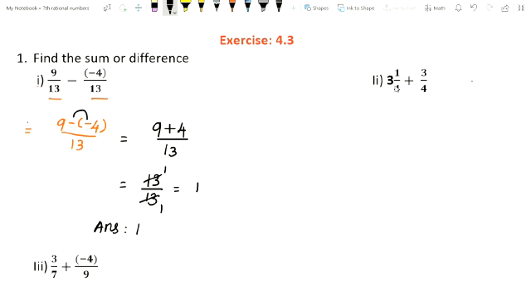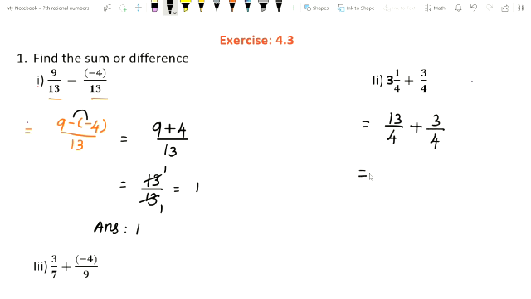See the next question. 3 into 1 by 4 plus 3 by 4. Here 3 into 1 by 4 is a mixed fraction. First you convert into improper. Okay children. So what do you want to do? You have to multiply this 3 into 4, then you add with the 1. So 3 4s are 12. 12 plus 1, 13. 13 by 4 plus 3 by 4.